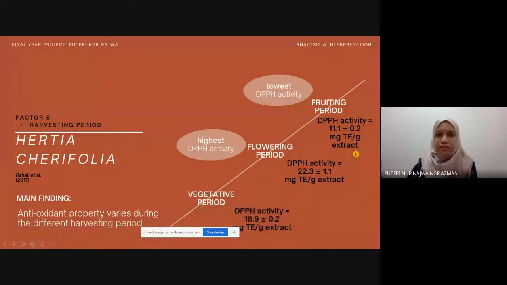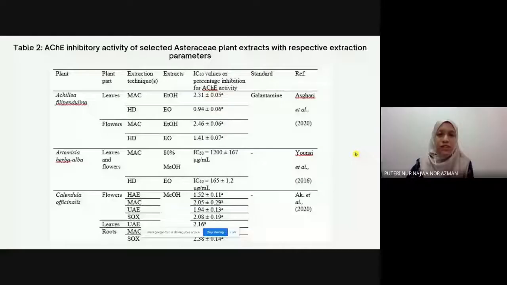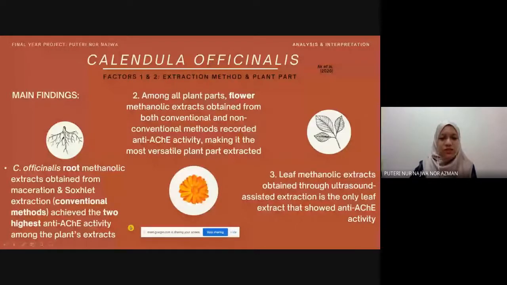Moving on to analysis number 2, evaluation of AChE inhibitory activity with regards to different extraction parameters in these plants. The results are summarized here in table 2. Let us move in depth with Calendula officinalis. The first main finding is C. officinalis root methanolic extracts obtained from conventional methods achieved the two highest anti-AChE activity among other plant parts.